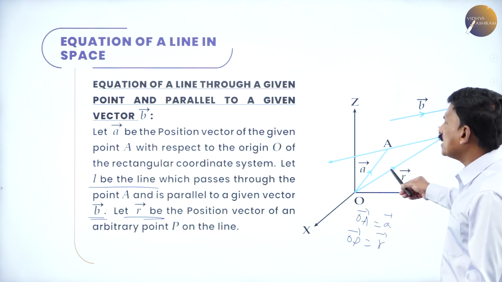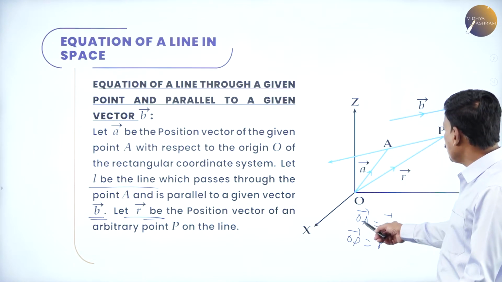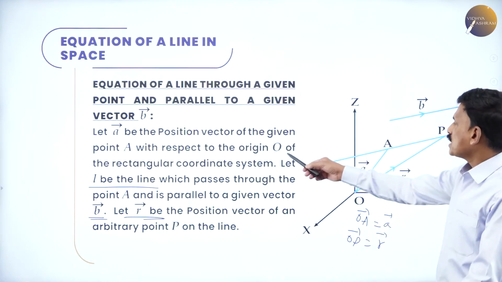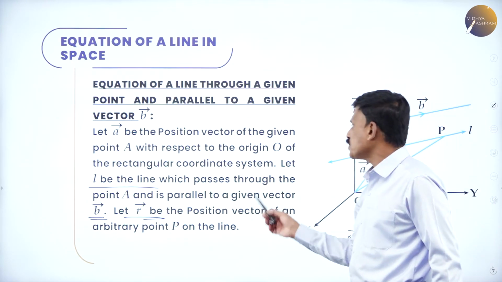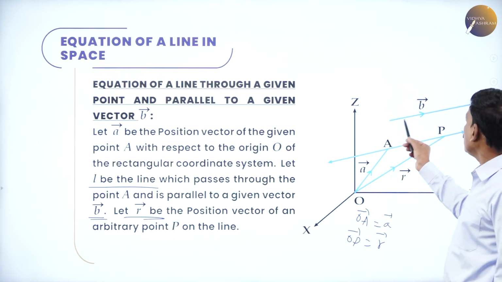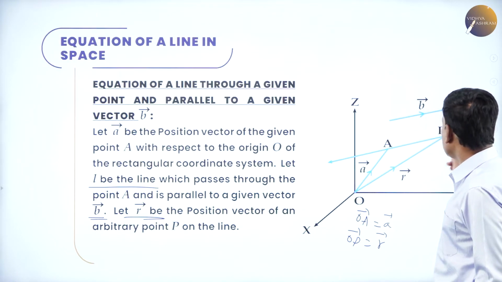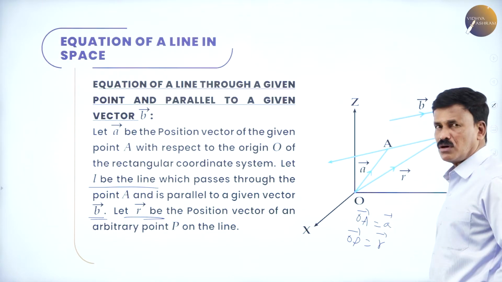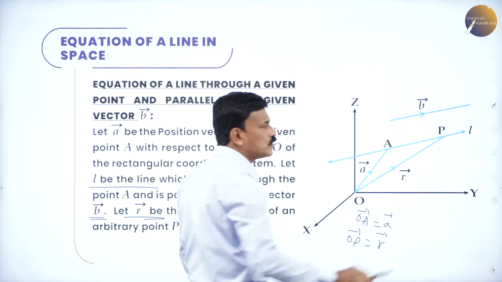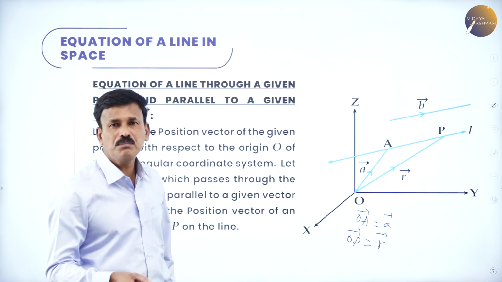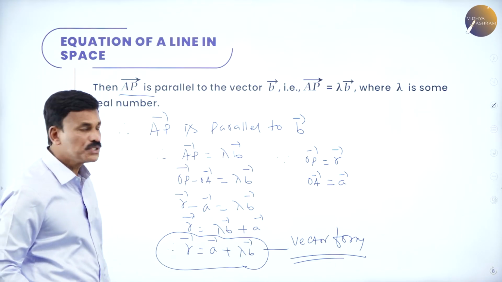Let us consider a line. Let vector a be the position vector of a point A. Therefore vector OA is equal to a with respect to the origin of the rectangular coordinate system. Let L be the line which passes through the point and is parallel to the given vector b. Now the position vector of the arbitrary point P is given by vector OP = r. Since the line AP is parallel to the vector b, we have AP = λb.